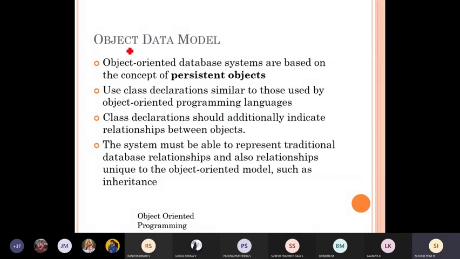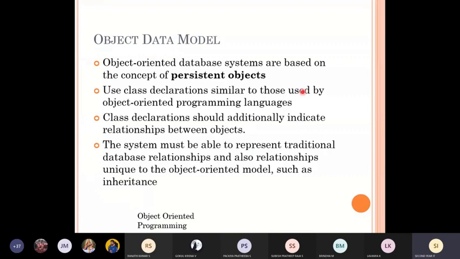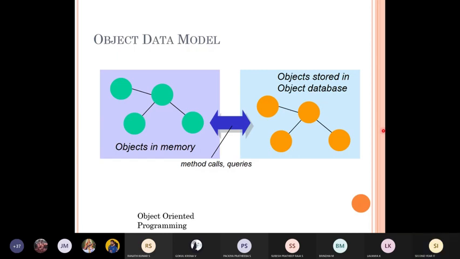So now we are moving to the next concept called object data model. Okay, so object data model is based on the concept of persistent objects. Here it uses a class declaration, which is very similar to those used in object oriented programming languages. So just as we use it in OOPS, we use class declaration here in the same way. The class declaration should additionally indicate the relationship between the objects. Okay, so this is how it will be used. This is the objects in memory, and this is the objects stored in the database. Both communicate with each other through method calls or through queries.